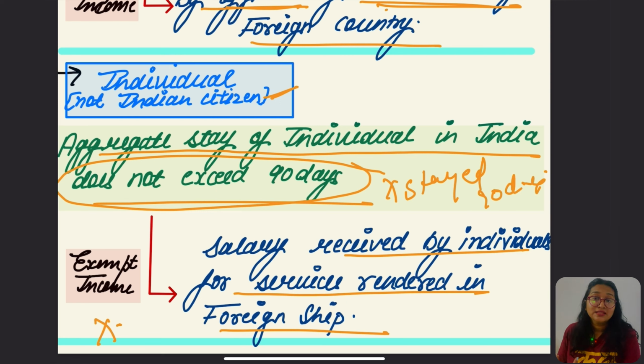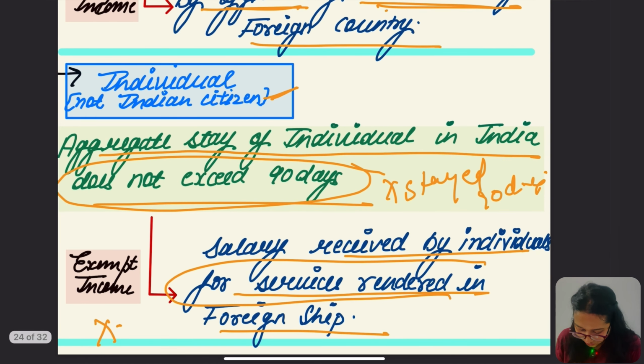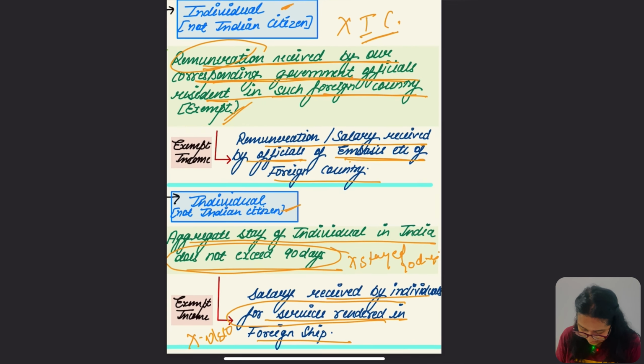received the salary amount, the remuneration amount, for which he rendered services for the foreign ship. As he is not an Indian citizen and has not stayed in India for more than 90 days, we are not going to conclude the income of that person as Indian income. Simple enough. So the individual who is not an Indian citizen, the salary received by him for rendering services for the foreign ship would be exempt income under section 10. Is it clear? Yes, this is clear.